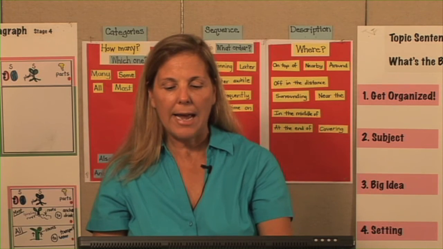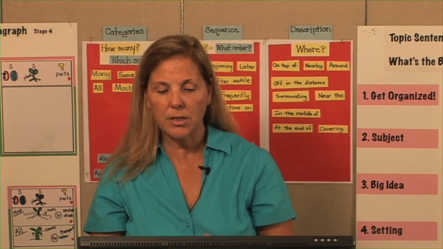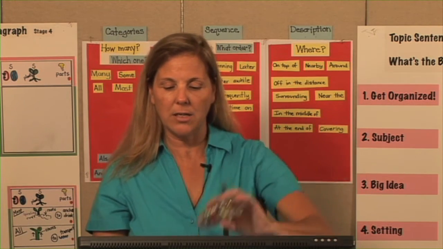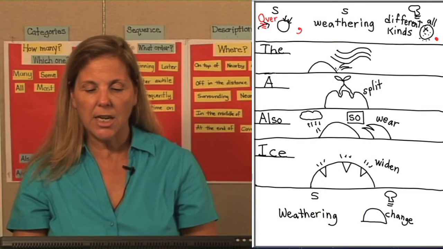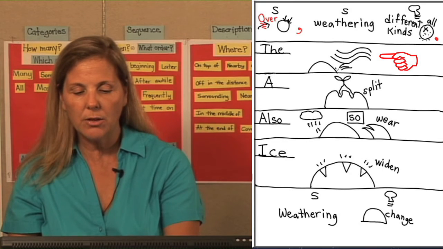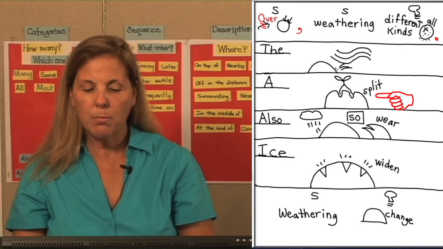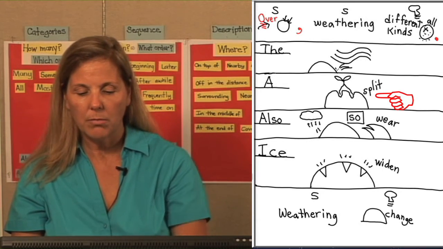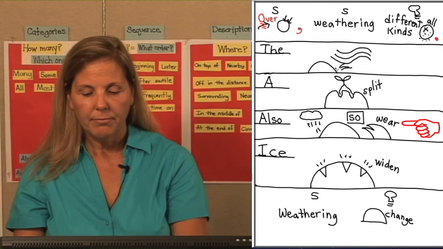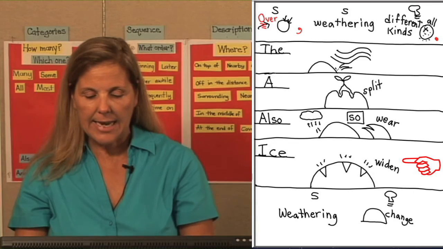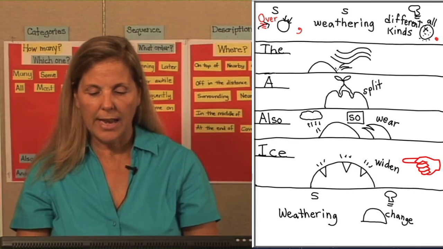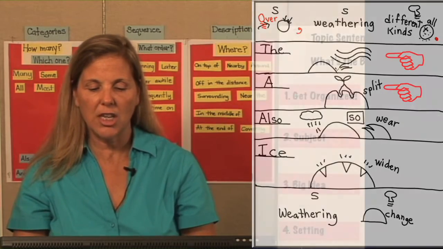We could go back and we could add some fancy words. So let's see if we want to add some fancy words here. First thing we want to do is just look at each one of these detail boxes. What's important here? The wind. What's important here? The roots. What's important here? We already have rain and water. We don't need to add that. The ice, I don't need to do that one. Let's just add fancy words to these two.